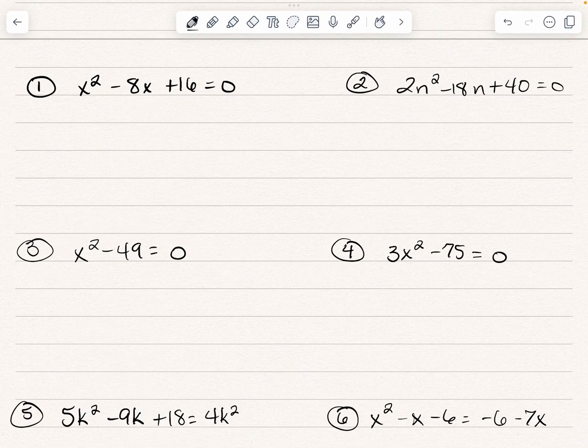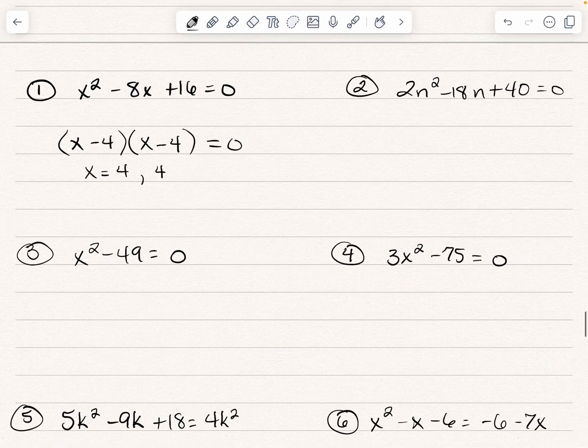So what numbers multiply to give you positive 16 that add to give you negative 8? And those numbers are negative 4 and negative 4. That would mean that our x's for this is positive 4 and positive 4.